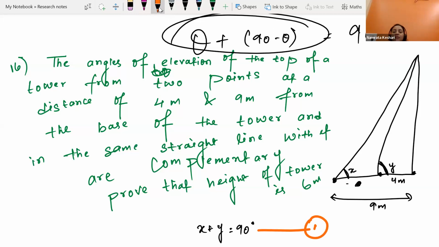Prove that the height of the tower is 6 meter. This 6 meter we have to show. We have to show it. Okay, let's try showing it.